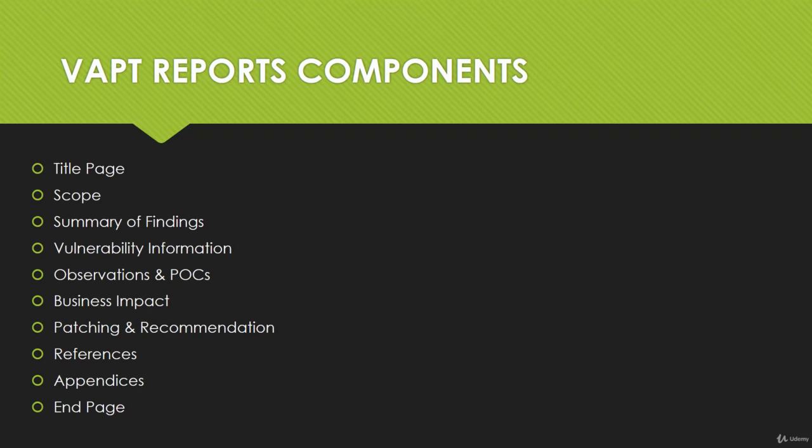Now let's talk about the components that are involved in VAPT reports. First comes the title page, then scope, then summary of findings, vulnerability information, observations and POCs, business impact, patching and recommendation, references, appendices and end page. This is how you need to make your VAPT report.